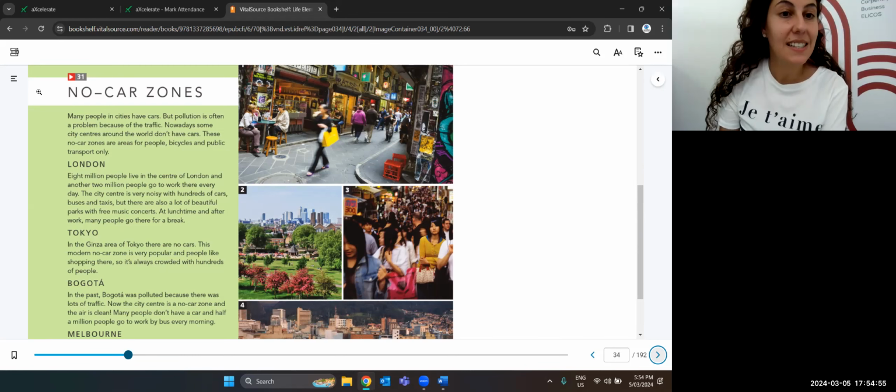Many people in cities have cars, but pollution is often a problem because of the traffic. Nowadays, some city centers around the world don't have cars. These no car zones are areas for people, bicycles, and public transport.